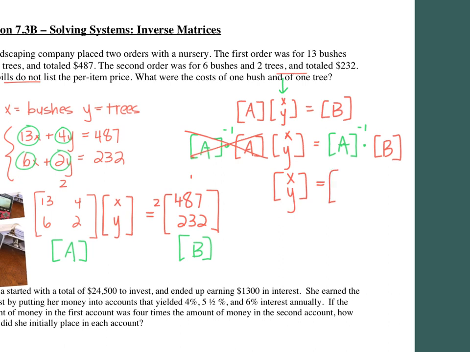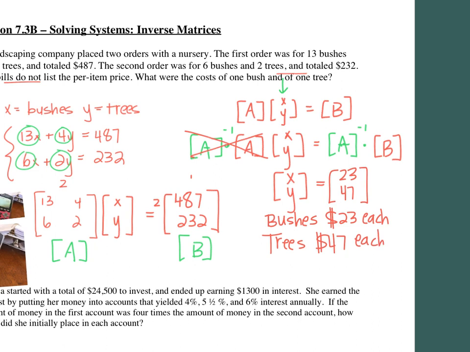All right, so 23 and 47. Remember that 23 now matches up to x and 47 matches up to Y. And so now we know the prices. So the bushes are $23 each, and the little trees are $47 each.